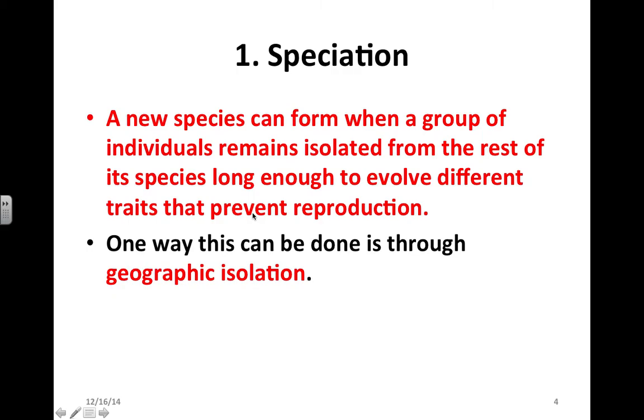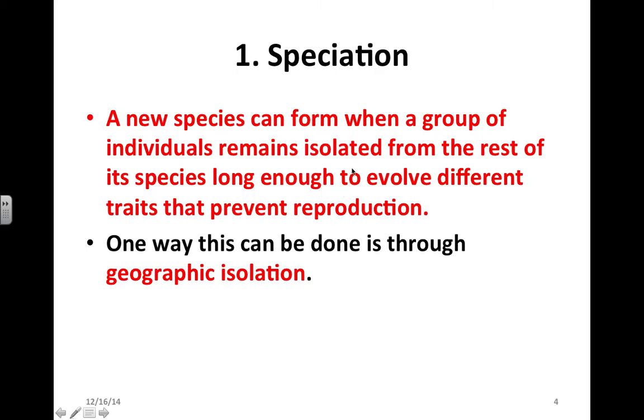a brand new species. Now remember our definition of species. Species are organisms that can reproduce and have babies. But not only that, their babies can have babies. So don't forget that. So the idea is that this happens.